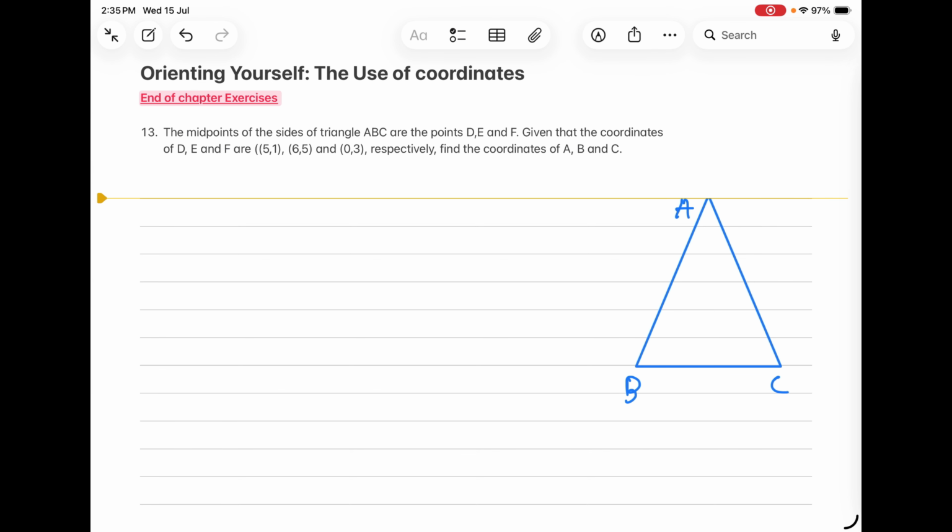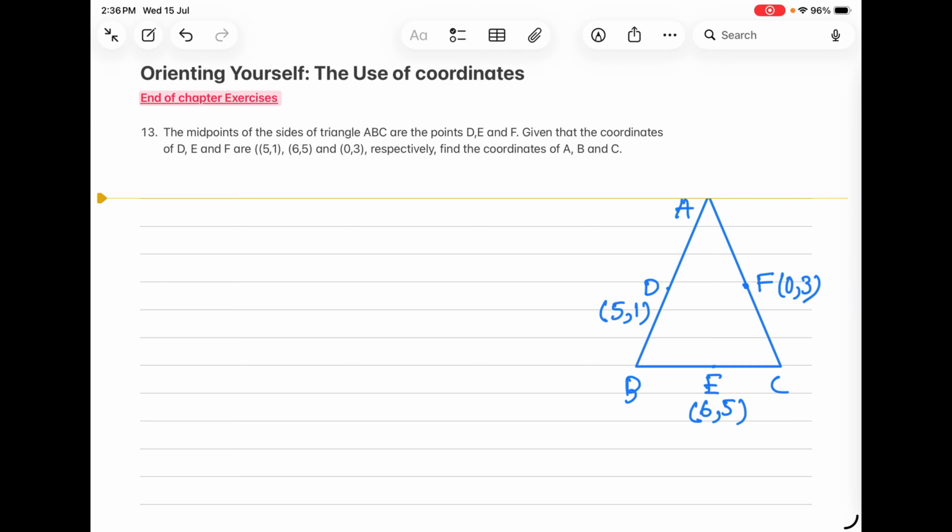Three vertices of a triangle. Given D is the midpoint of side AB, E is the midpoint of BC, and F is the midpoint of AC. The coordinates of the three midpoints are given: D is (5, 1), E is (6, 5), and F is (0, 3). We have to find the coordinates of A, B and C, the three vertices of the triangle.